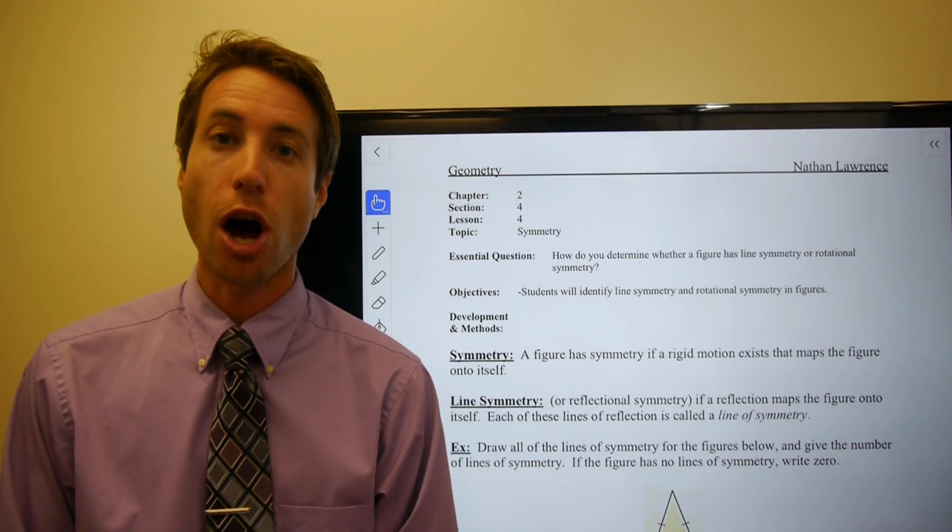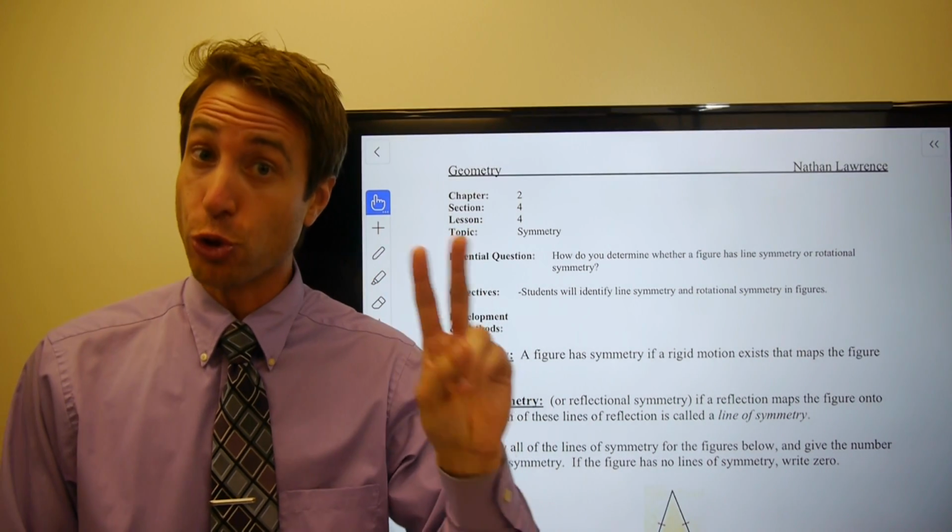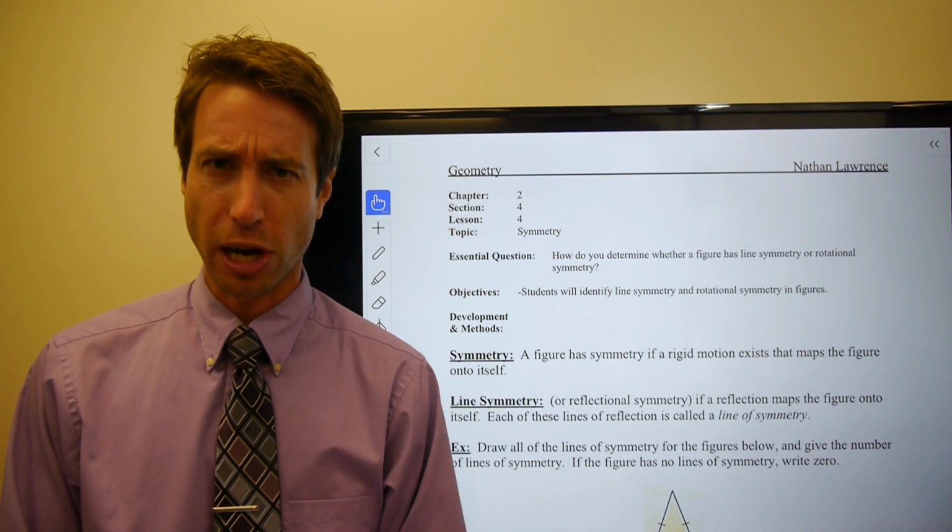What we're going to do here is talk about symmetry. Does an object have symmetry? And there are two kinds of symmetry. We'll talk about both of those.